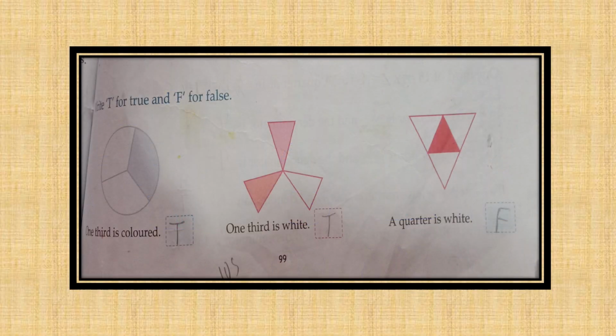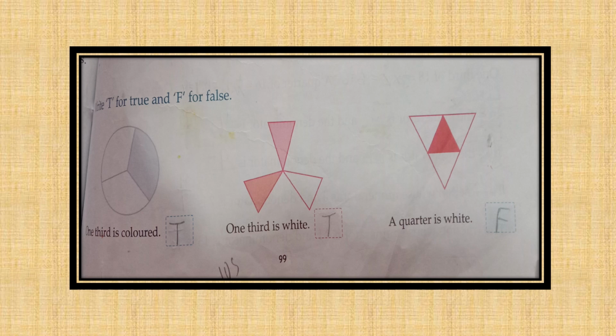Write T for true and F for false. Now see the first question, children. A circle is made in which one portion is shaded and two are not shaded. So the statement written is 1/3 is colored. That means out of 3, one part is colored. So yes, total parts are 3 and one part is colored. So the statement is true.